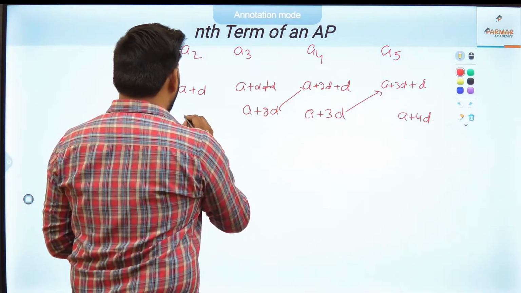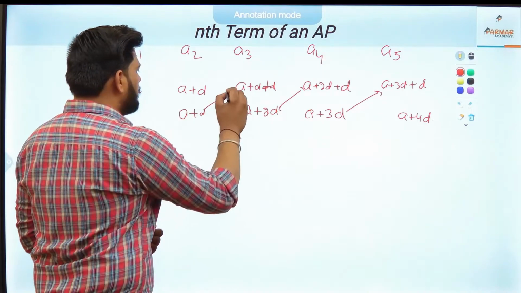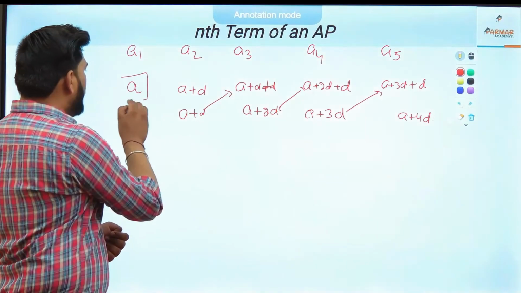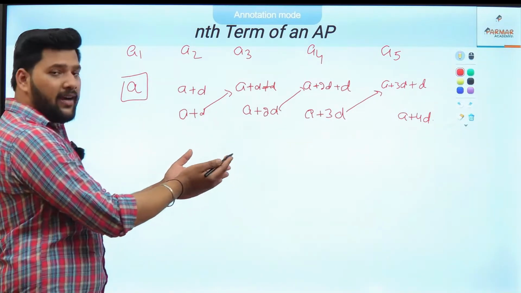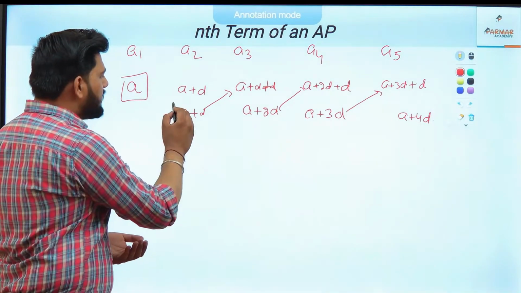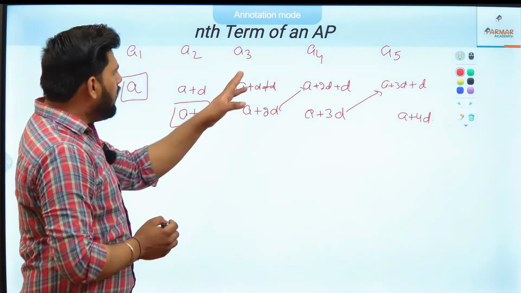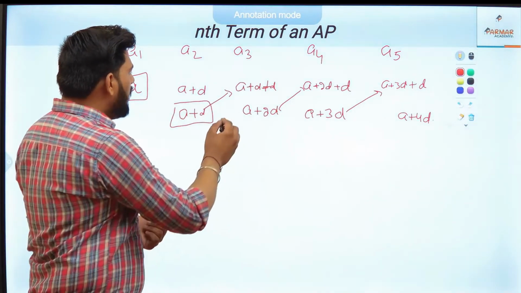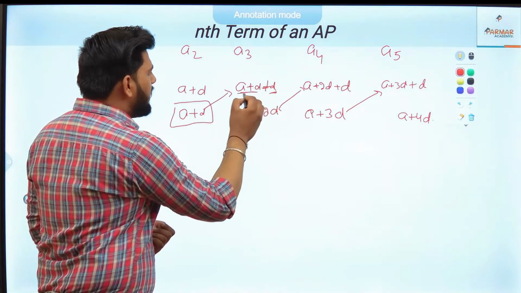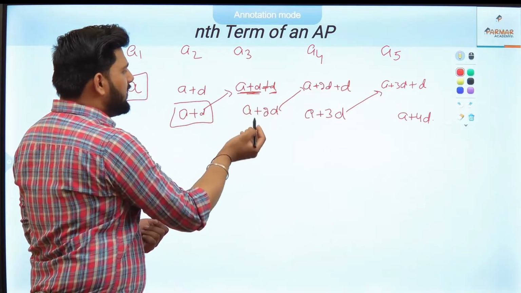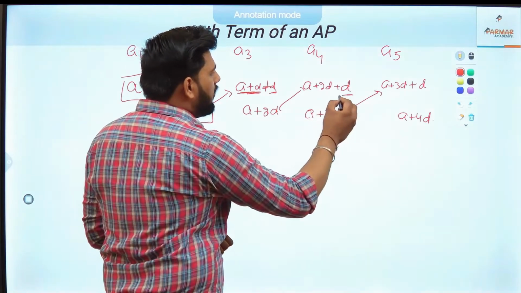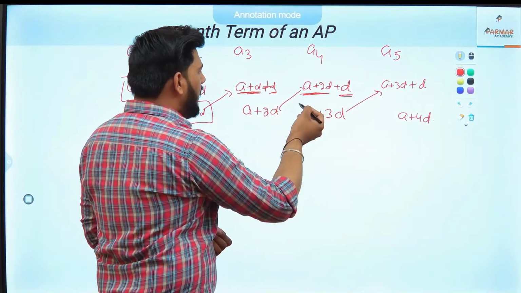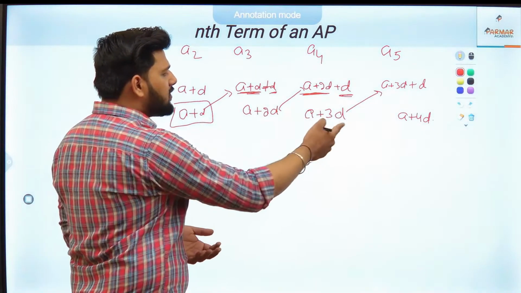So look at here what we are doing here. The first term is simply A. The second term is, we have to add the common difference to the previous term, that is A plus D. To find the third term, simply we are adding the difference to the second term, that is A plus D, that is A plus 2D. To find the fourth term, we are adding the common difference to the third term, that is A plus 2D plus D, that is A plus 3D.